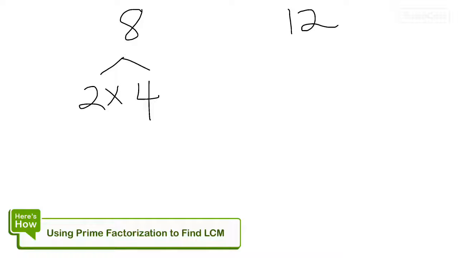All right, let's try another one. And this one does get a little bit more complicated, so stick with me here. It can be a little bit confusing. So let's go ahead and just start with our prime factorizations. I can break 8 into 2 times 4. And then 4 isn't prime, so I'm going to break that into 2 times 2. And then I'm going to bring this 2 down because 2 times 2 times 2 is 8.